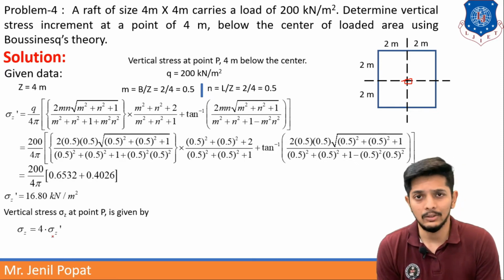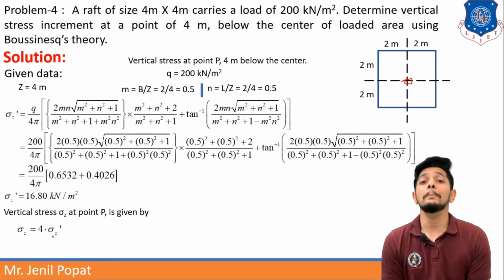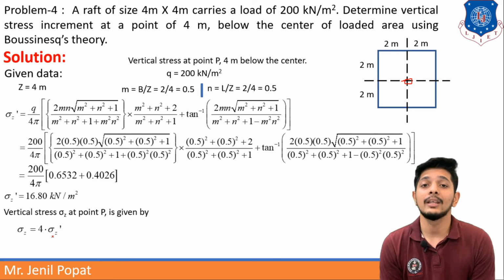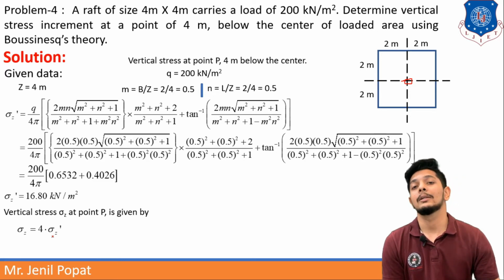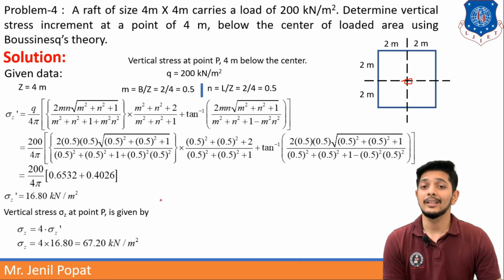Now what is this all? Now sigma Z dash was for only one portion, but actually there are 4 portions, so we have to multiply it with 4. So sigma Z will get 67.20 kilonewton per meter square. So that is how you will calculate in case of raft.